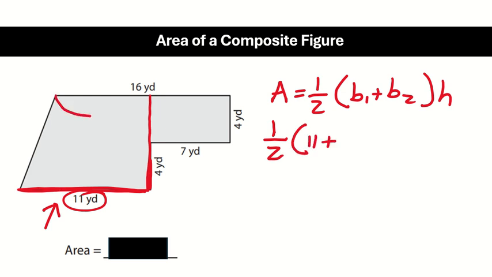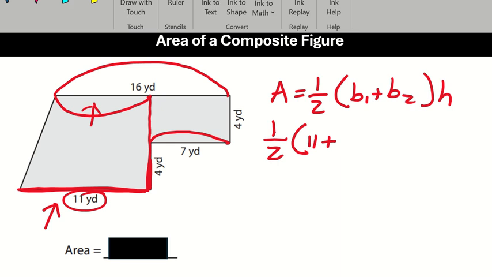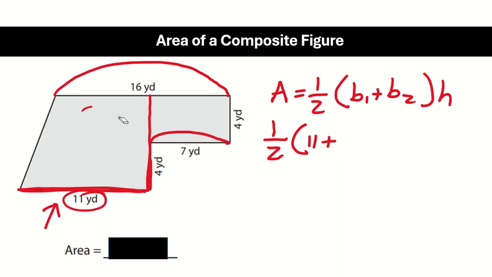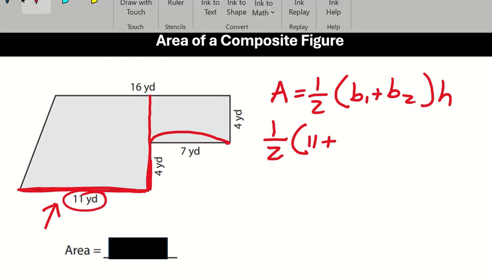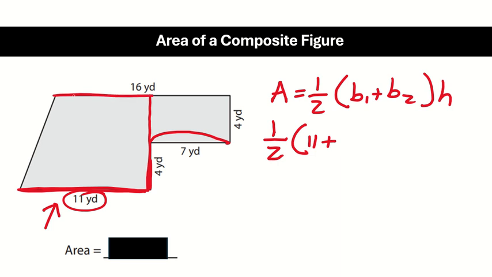Now, we need to know how far it is from here to here. We don't know because it doesn't tell us outright, but we do know from here to here is 16 yards. And if we take away the 7 yards from that, because from here to here is 7 yards, we can figure out what the length of that line is by simply doing 16 minus 7, which we happen to know is 9. So the length of this line right here is 9 yards. So base 2 will be 9.